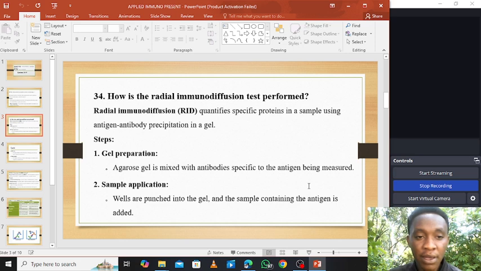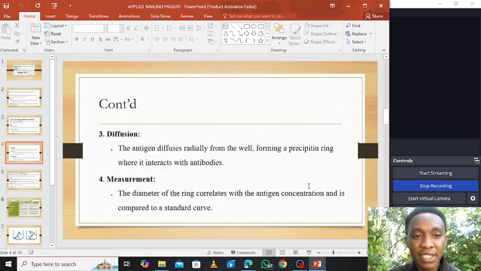measured. The next step is sample application, where wells are punched into the gel and the sample containing antigen is added. The next step is diffusion, where the antigen diffuses radially from the well, forming a precipitin ring where it interacts with the antibodies, and this ring is going to be used in the next step, which is measurement. In the measurement step, the diameter of the ring correlates with the antigen concentration and is compared to a standard curve.